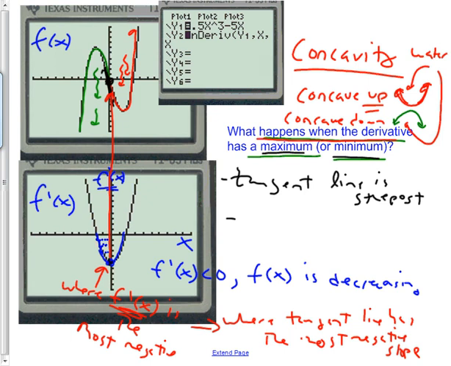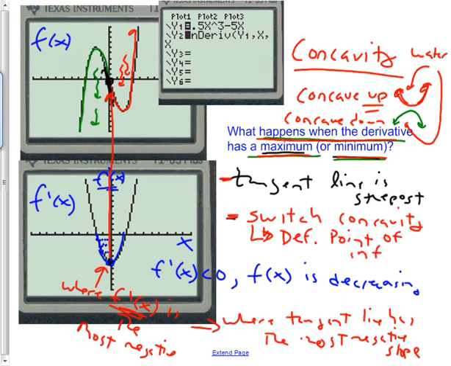So what happens when the derivative has a maximum or a minimum? One, the tangent line is the steepest, and two, you switch concavity. We'll talk a lot more about this, but that switching of concavity is defined as the point of inflection. Make sure you write this down, put it in your notes. We're just referencing it right now, but I'm expecting you to be familiar with this definition, the point of inflection. The point of inflection right here is when we switch concavity, and that's when the tangent line is the steepest, and that's when our derivative has a maximum or a minimum.